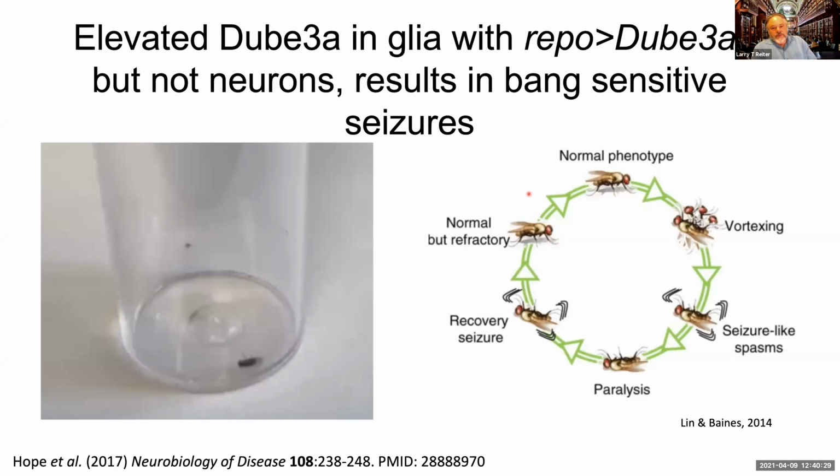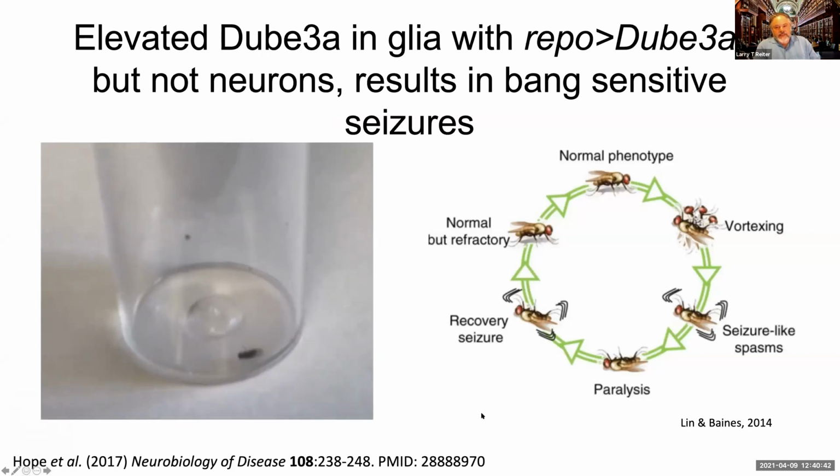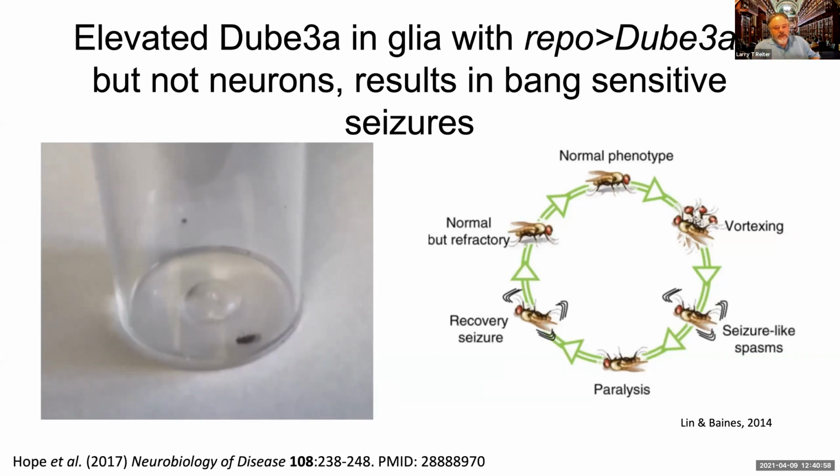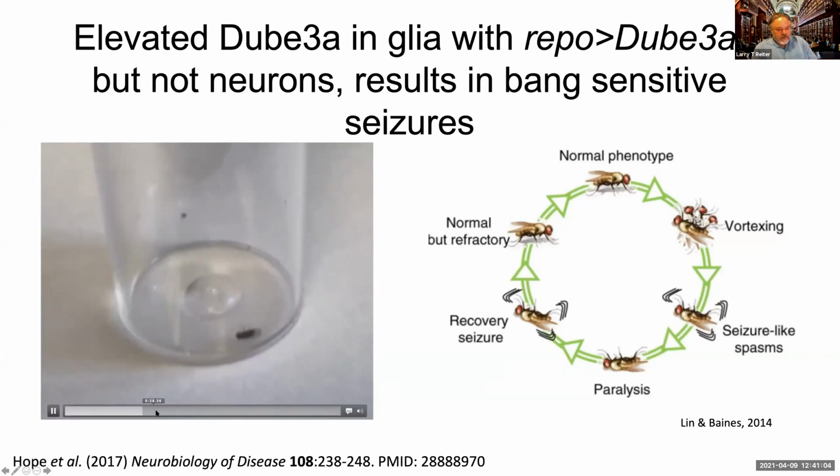All right, so we've talked about it, but let's look at it. I'm going to start this video if I can, if it lets me. There we go. All right, so this is a video of a fly that's expressing Drosophila UB3A in glial cells. And it's already been vortexed. We vortex the flies for a few seconds. If you do that to a wild type fly, the fly gets right back up. You can't even measure the time it's out. This fly is out cold, as you can see. However, they're going to have a seizure here in a second, and I'm going to speed it up for you.